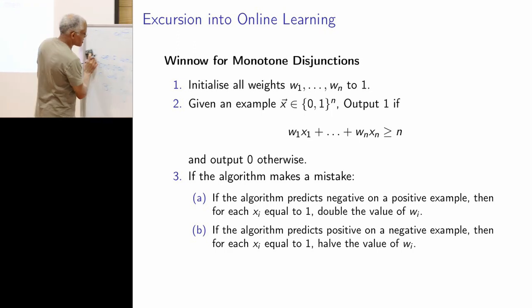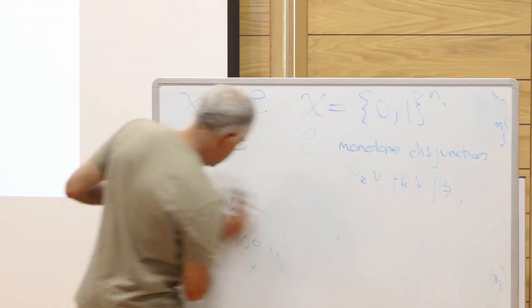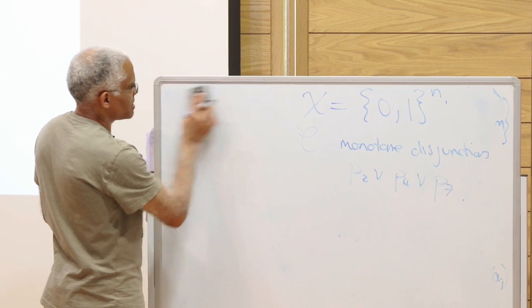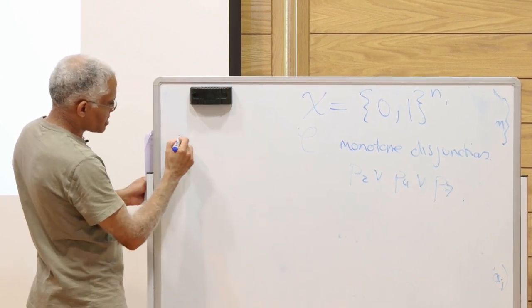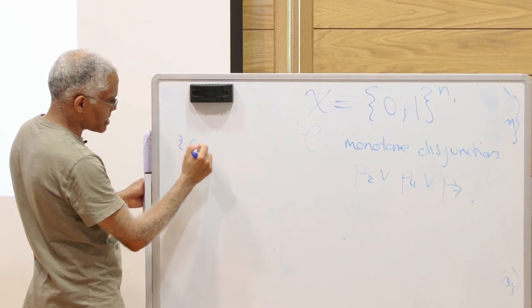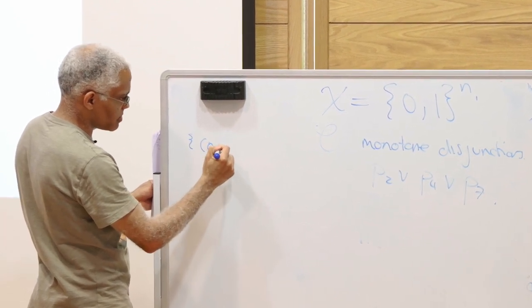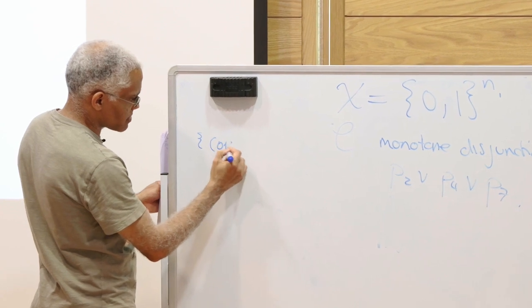So a compression scheme for what? Let's suppose we've got, let the concept class C be, again, monotone disjunctions, and we've got a sample that we want to compress. So what does our sample look like? It would look something like this.